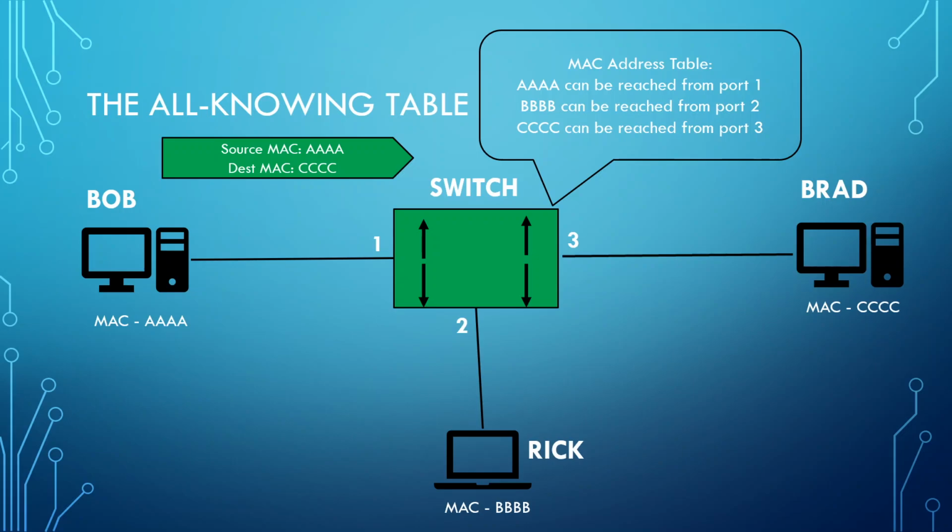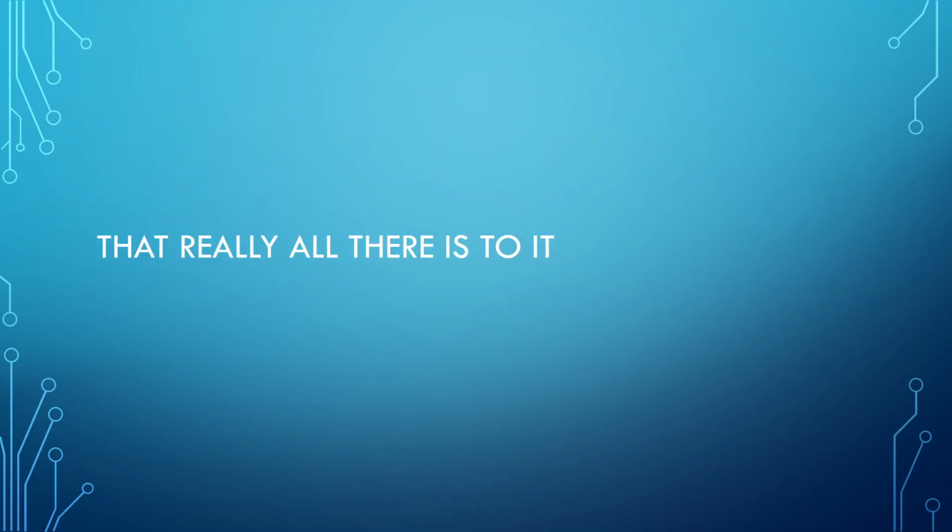So in this case, Bob's going to list his source MAC address. When the switch receives this data, it looks at the source MAC address. Okay, I received data from this source MAC address coming in via port 1. I'm going to add this to my MAC address table. Same thing with Brad. If Brad were to send some data, the switch will look, okay, I received data with the source MAC address CCCC coming in via port 3. I'm going to add this entry to my MAC address table. It's literally as simple as that. And to be fair, that's really all there is to it.